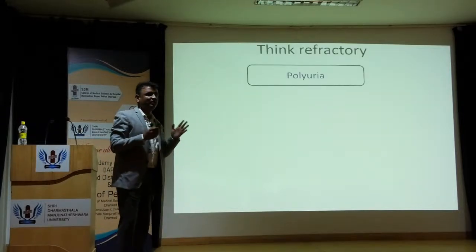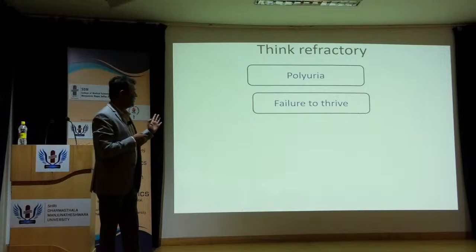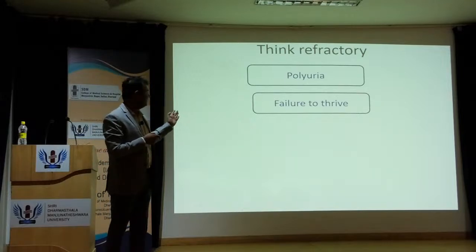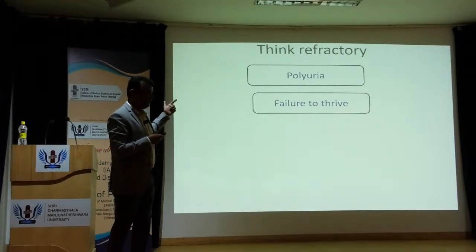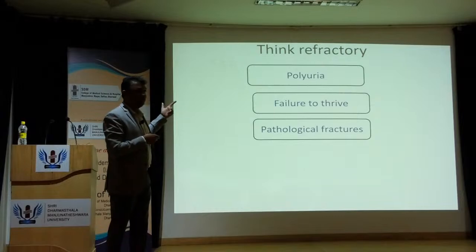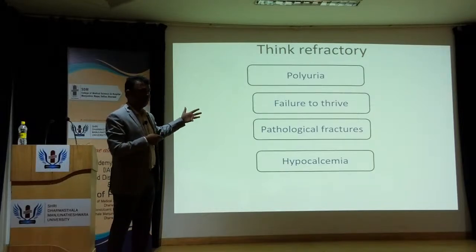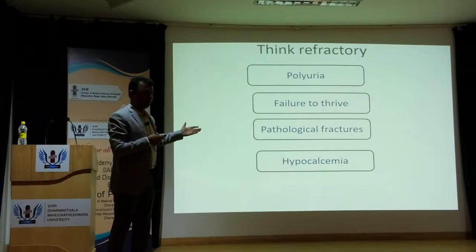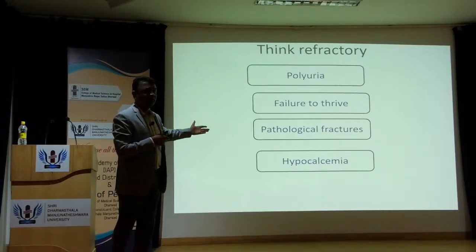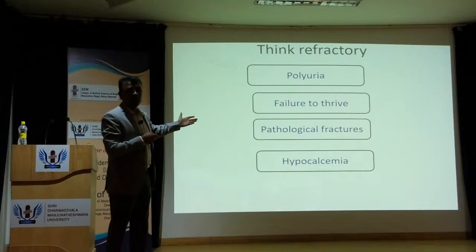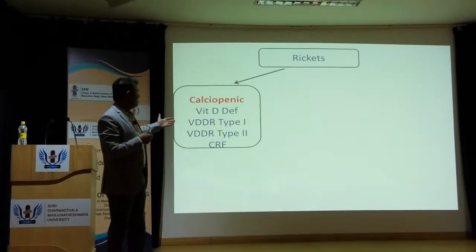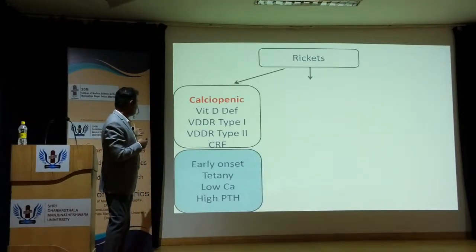So when do we think refractory? We think refractory when there are these points. One, if there is polyuria, if the child is failing to thrive, if there are pathological fractures, or if there is symptomatic hypocalcemia. Vitamin D deficiency does not usually present with such things. So these are the signs and symptoms when we think of resistant rickets. So how do we approach this?